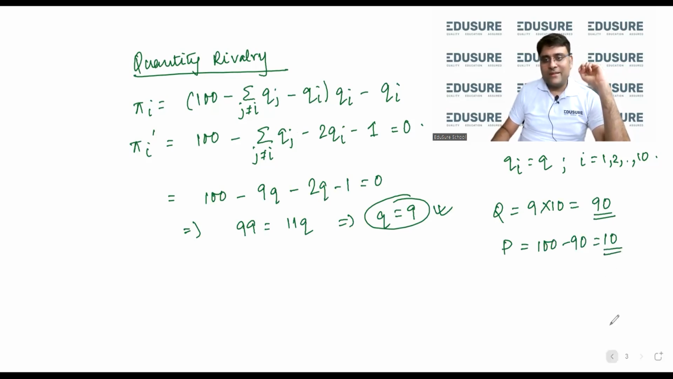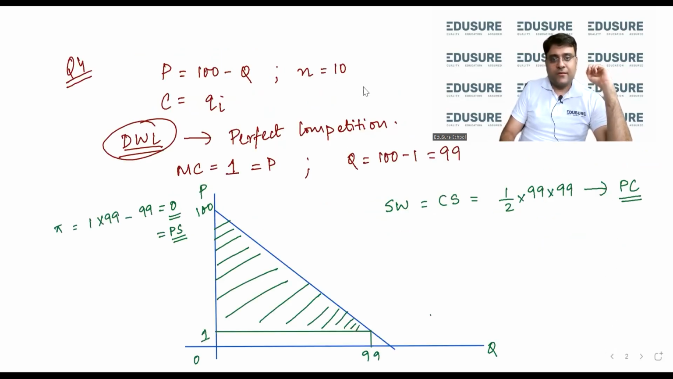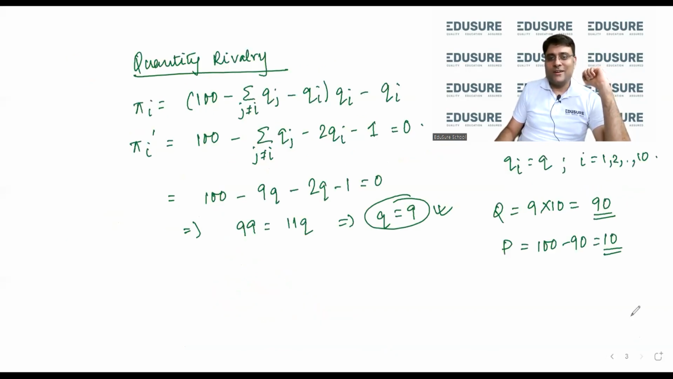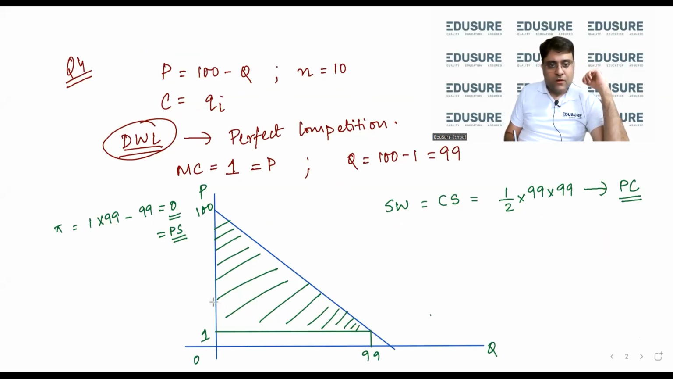So what can be said about the social welfare? I'm not concerned about the other firms, Harsh. I'm only concerned about myself, the ith firm. In Cournot equilibrium, price will be 10 and quantity 90.